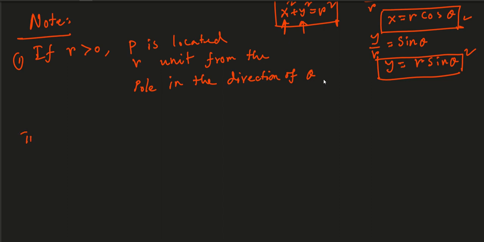If r equals 0, then the point P is at the pole.